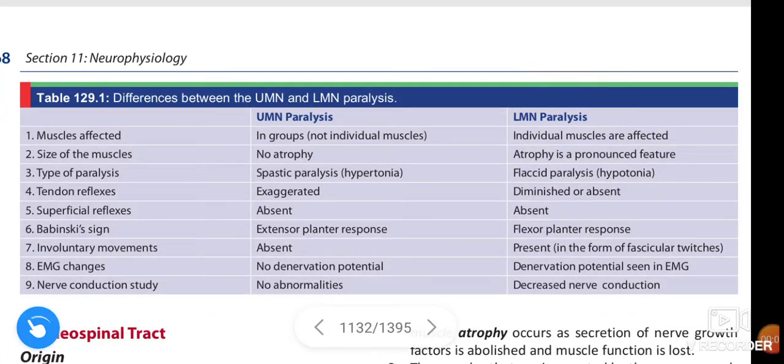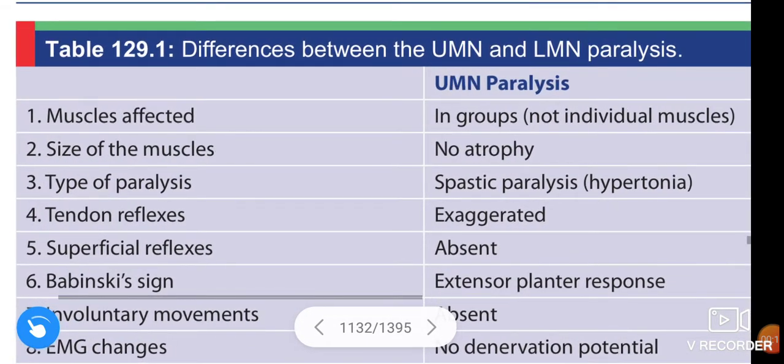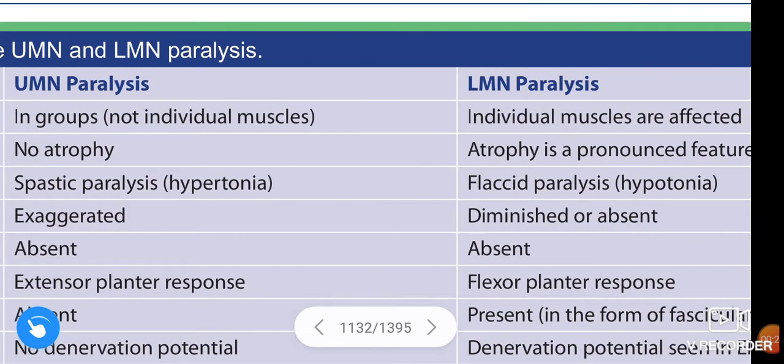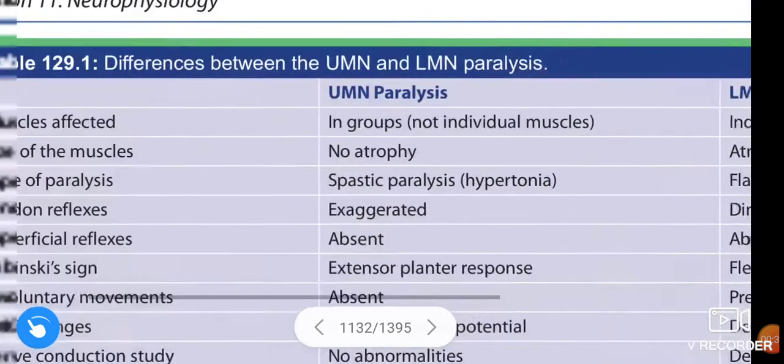In this video we are going to learn about the differences between upper motor neuron and lower motor neuron paralysis. First, muscles affected: in upper motor neuron paralysis, muscles are affected in groups, not individual muscles. In lower motor neuron paralysis, individual muscles are affected.